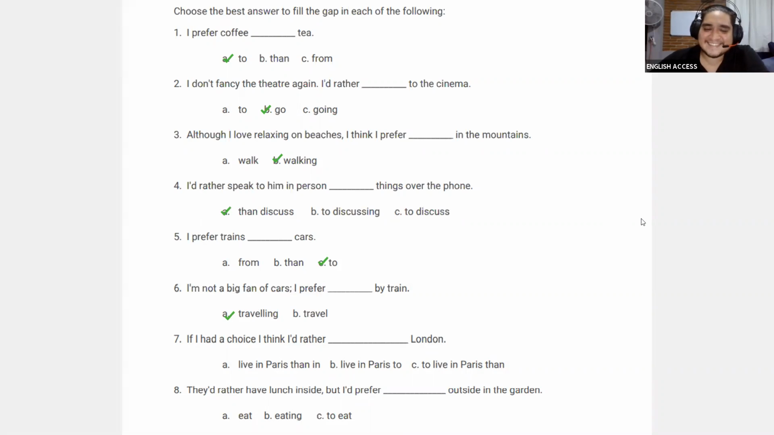If I had a choice, I'd rather live in Paris than in London. Yes, very good. And the last one, number eight, Gina, please. They'd rather have lunch inside. I prefer eating outside in the garden. Very good.